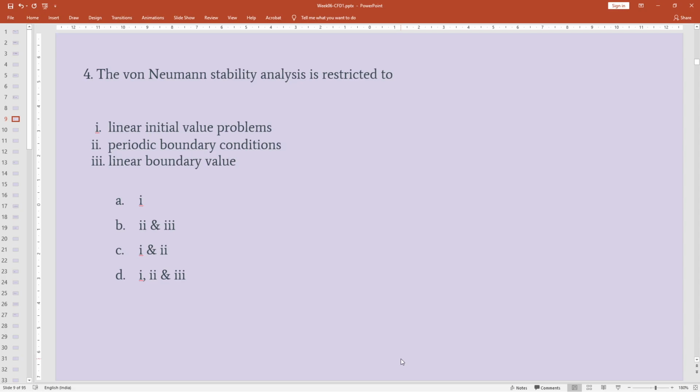Our answer is option C, that is both 1 and 2, these two. Actually, von Neumann stability analysis is applied for linear IVPs, that is linear initial value problems with constant coefficients, and that too with periodic boundary conditions or symbol boundary condition.